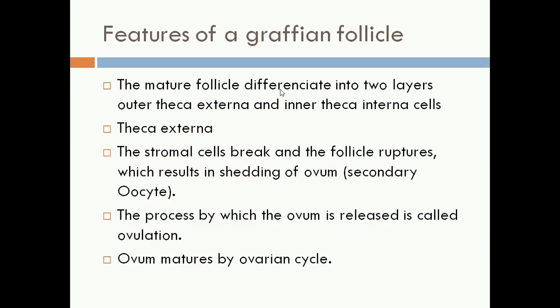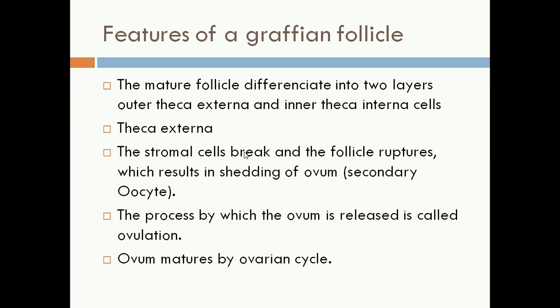So let's talk about the features of the Graafian follicle, that is the tertiary follicle, which has those two layers of cells and a mature ovum. The mature follicle differentiates into two layers, an outer theca externa and the theca interna cells. The theca externa are nothing but stromal cells that break, and the follicle later ruptures. So the theca externa has to rupture first. It has to rupture the stromal cells to release the ovum into the fallopian tube. That results in the shedding of the ovum, the secondary oocyte. And this process by which the ovum is released is called ovulation.